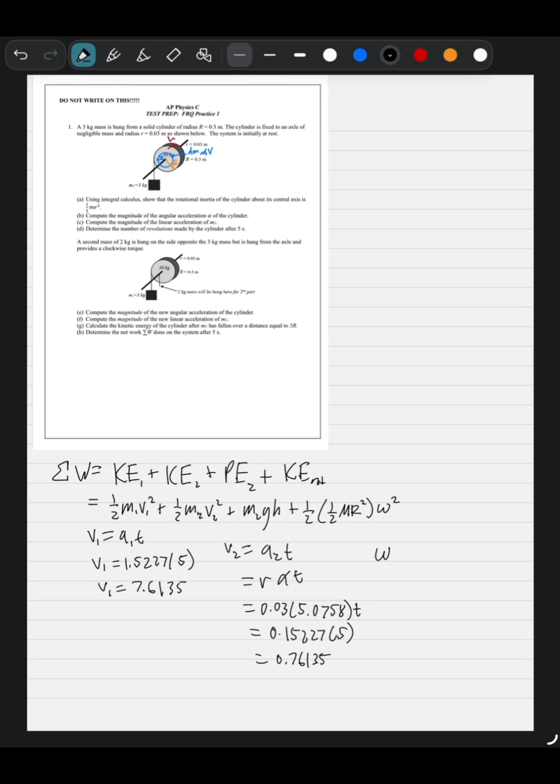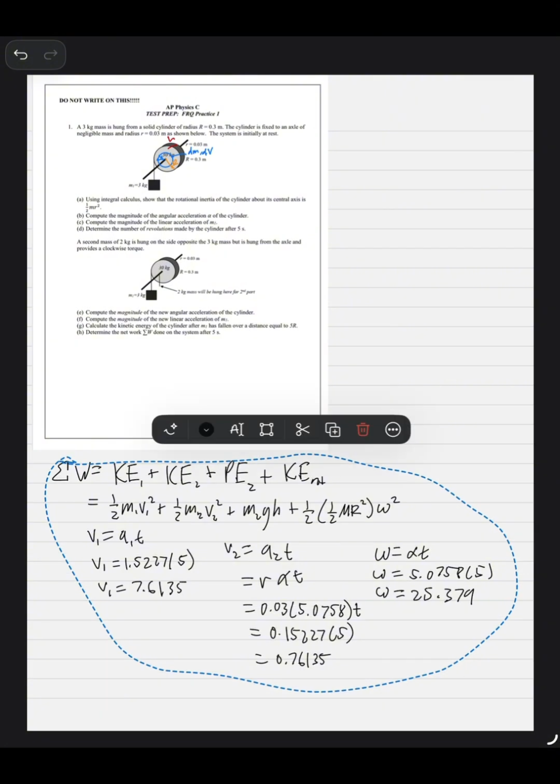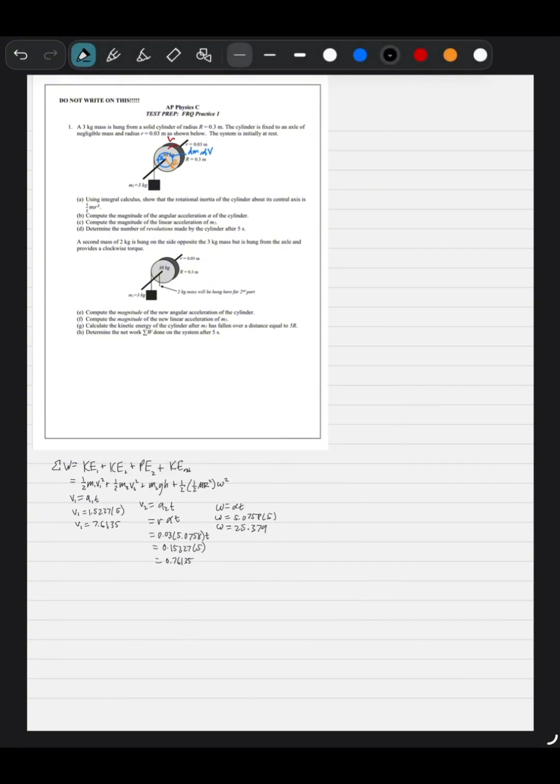And for omega, we already know the angular acceleration and the time, so we just plug that in. That's 25.379. Okay, so we plug in all the numbers in.